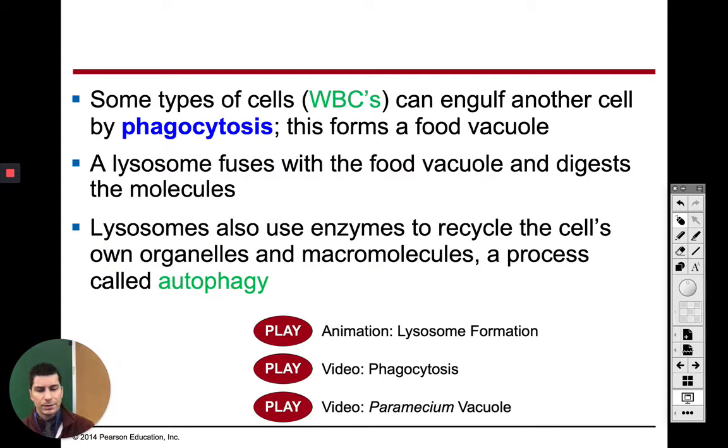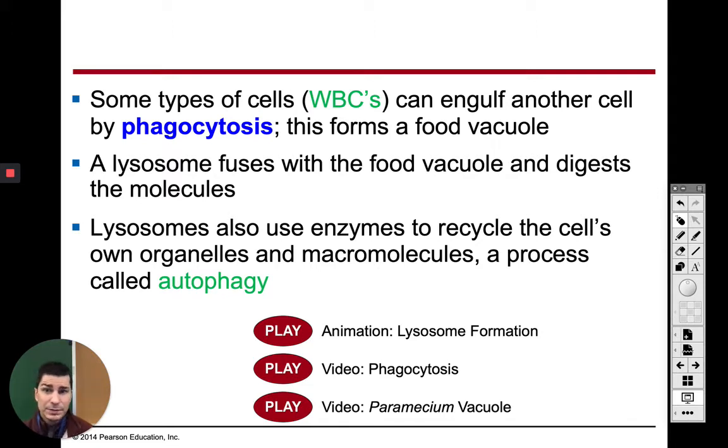I've got a little video on phagocytosis. We'll go over that video in a minute. But what can happen here, guys, is cells can engulf other cells. Well, why would we want to engulf other cells? It seems weird. It's like we're eating our own cells.